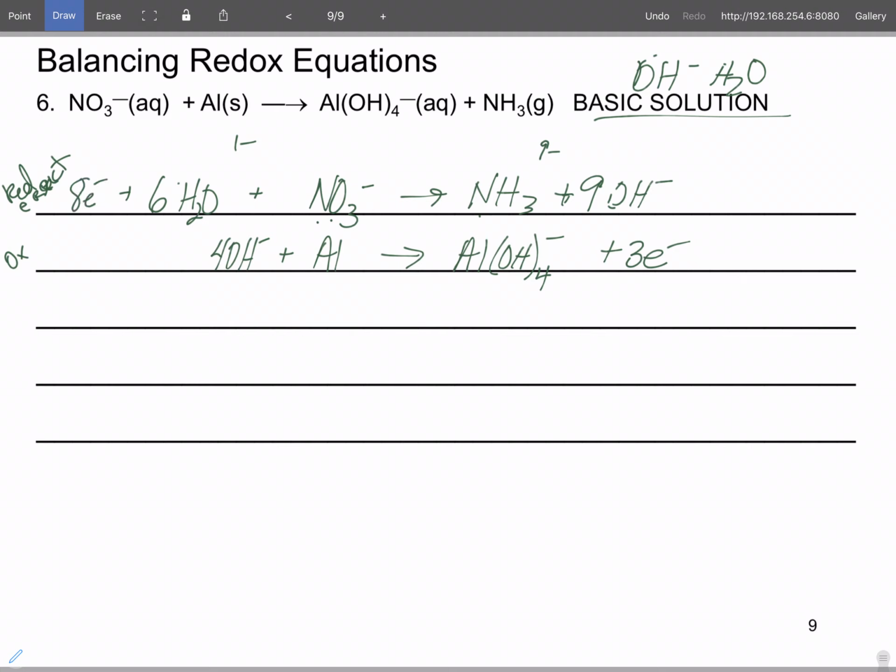Now, should this worry you? No. We'll be working problems later where we're going to be transferring 20, maybe 30, even 40 electrons. So don't sweat the small stuff. Come out with whatever the answer you have. So now when I look at it, I got 8 electrons on this side and 3 electrons on this side. What's the smallest number that 3 and 8 will go into? 24. So that means we're going to multiply this one by 3 and this one by 8.